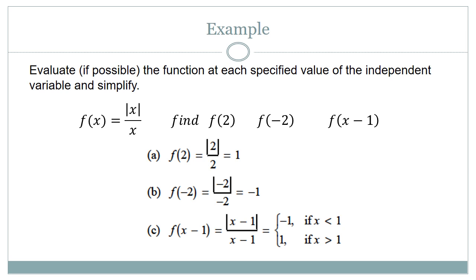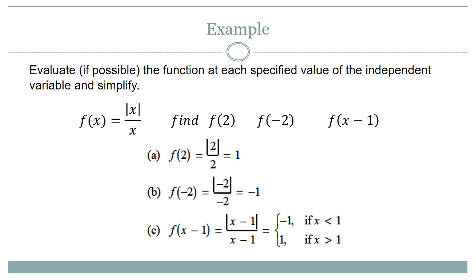Now notice they broke it up. They put it into what's called piecewise notation. We'll learn more about that later. But what that's saying is that it's going to give you negative 1 for the answer if your x is negative, because that means the denominator will be negative.